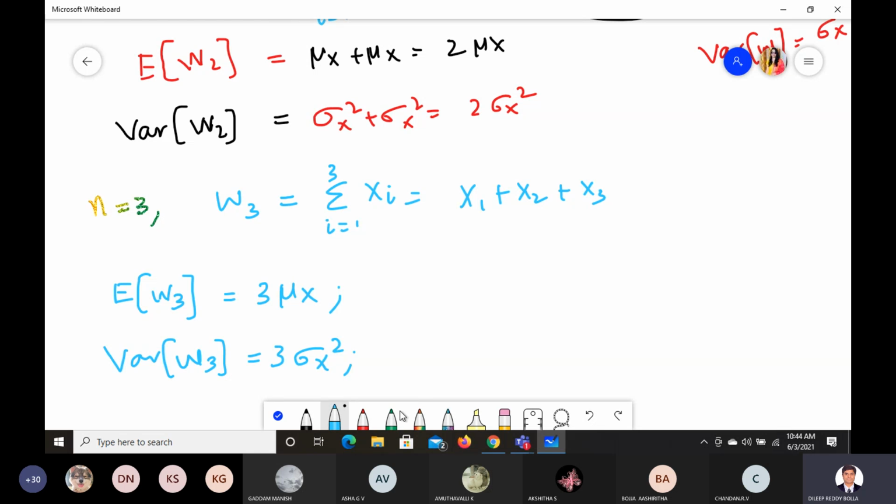Okay, now we want to come to a conclusion. Now replace this n value as n only. When you do it for 2, we get 2 mu x, and for variance 2 sigma x square. For 3, 3 mu x. For 4, 4 mu x will come. Now I want to find the final answer. In general, what is the expectation of this? IID values you are trying to find, right? Expectation of this, how to write?